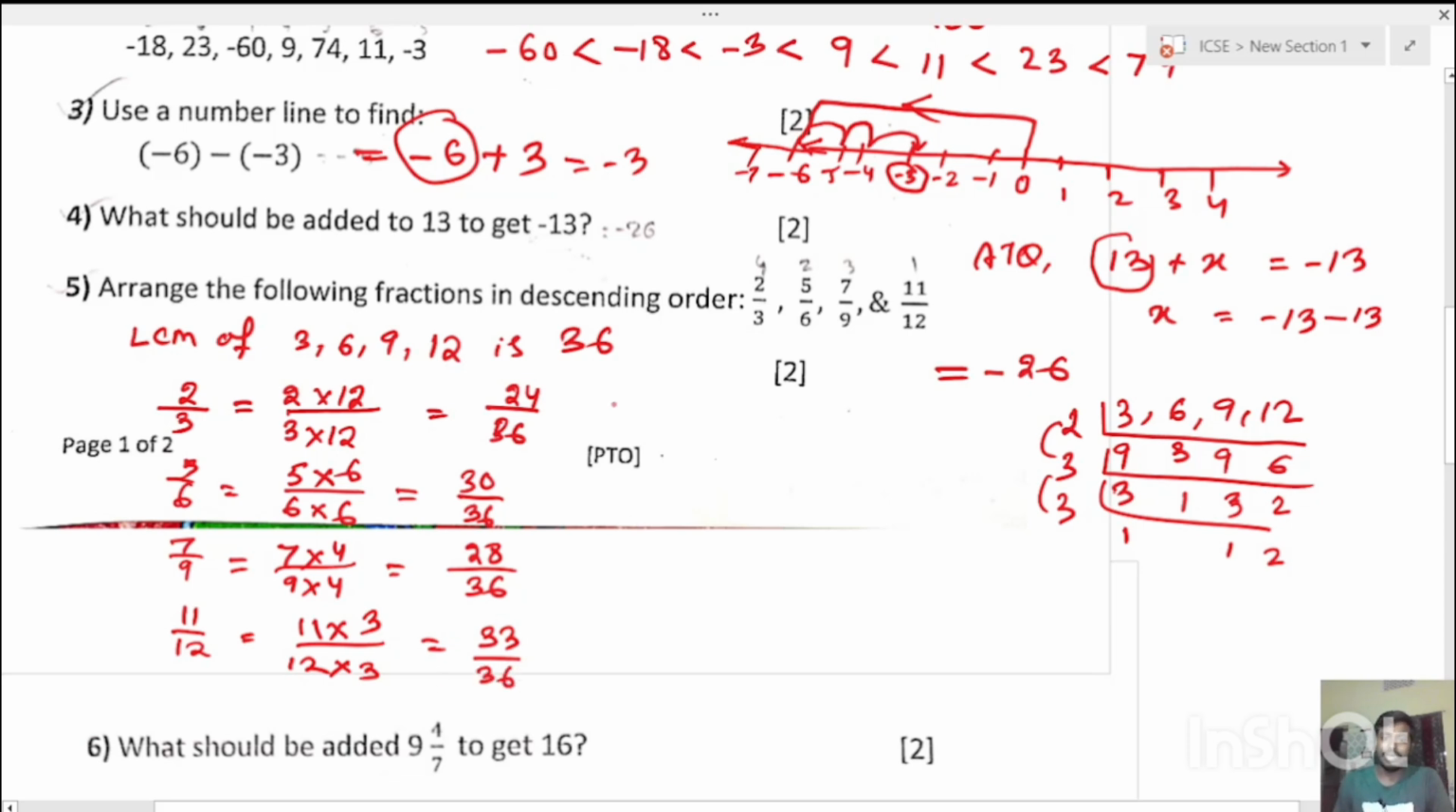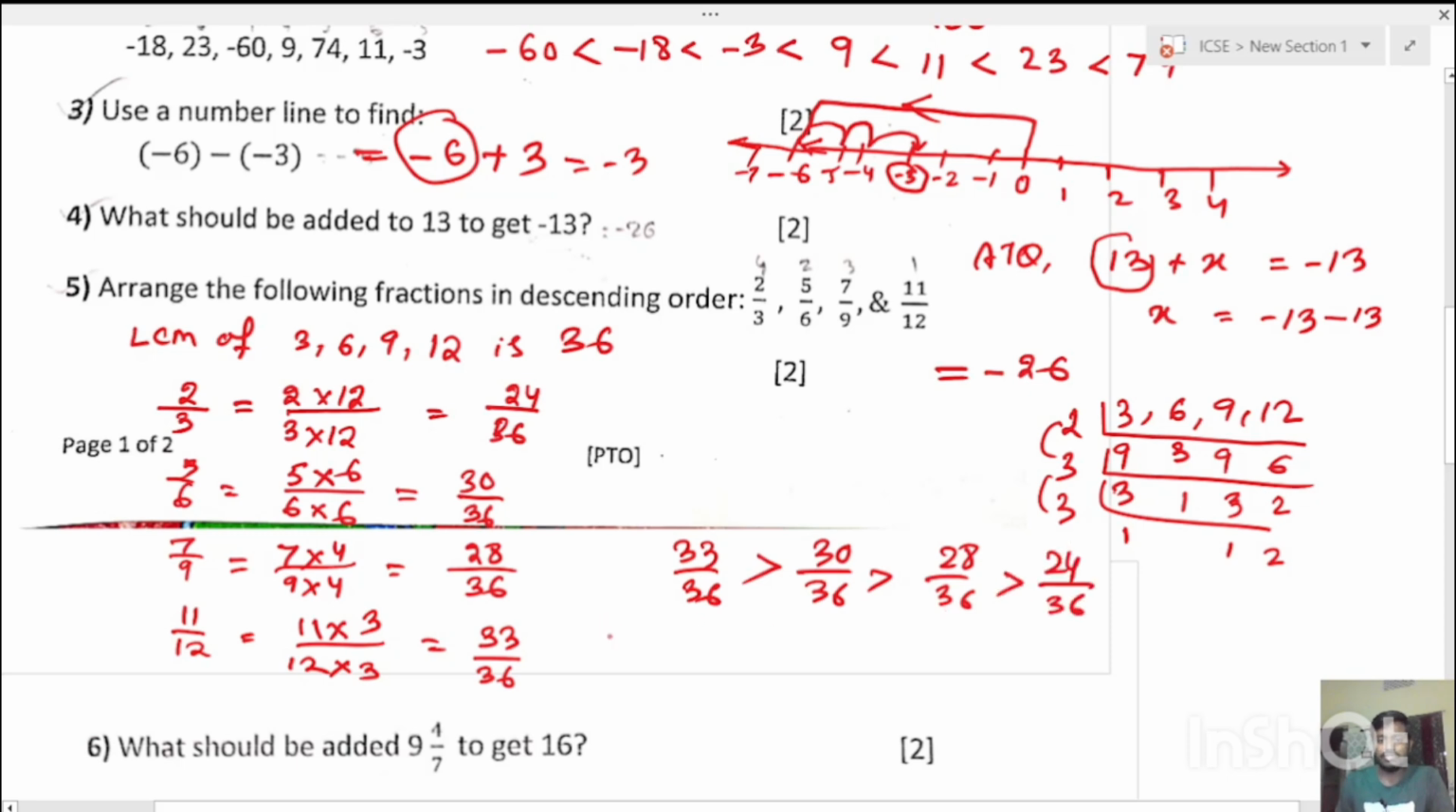Now we can arrange in descending order. Which one is greater? First we write down 33 by 36, greater than 30 by 36, greater than 28 by 36, then greater than 24 by 36.